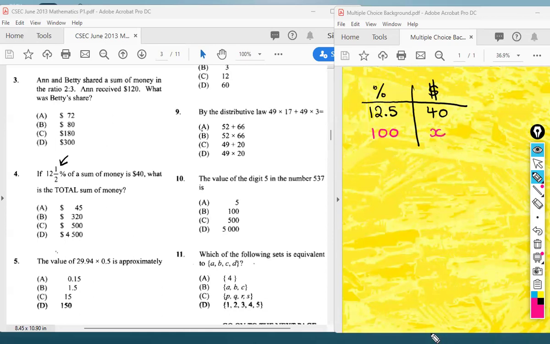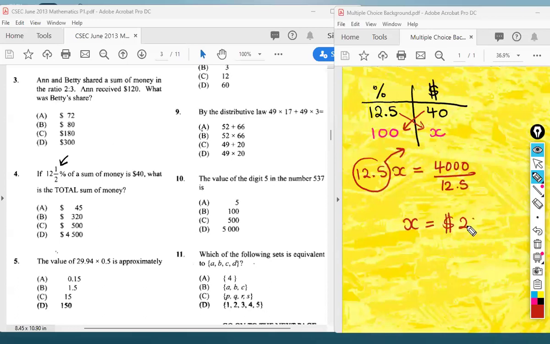So how much does 100% represent in money? You put the X by the money. Cross multiply, solve for X as usual. 12.5 by X is just 12.5X. 40 by 100 is 4,000. Throw across the multiply, you're going to get a divide. That's 4,000 divided by 12.5. It's 320. So number 4 is B.